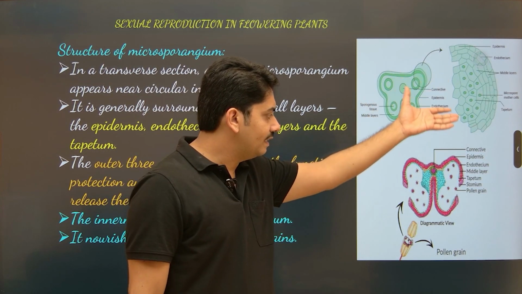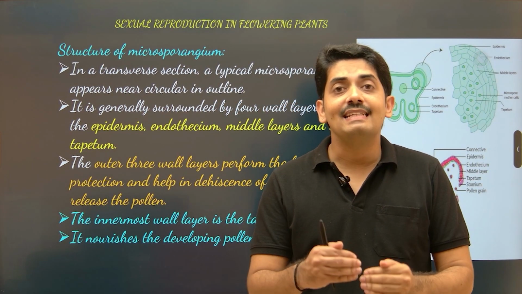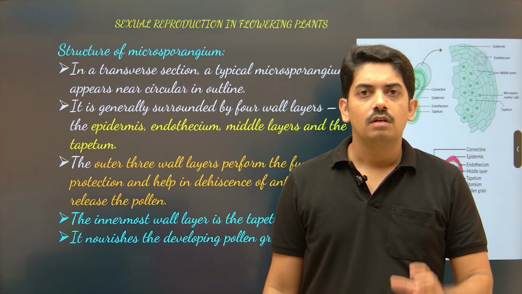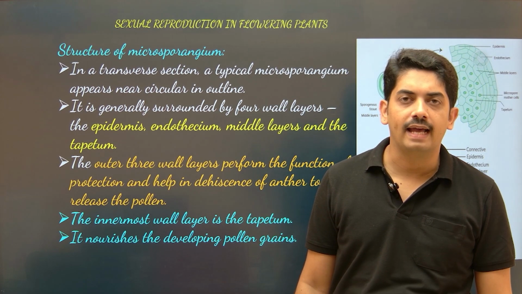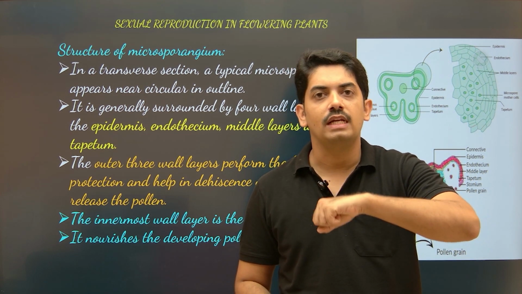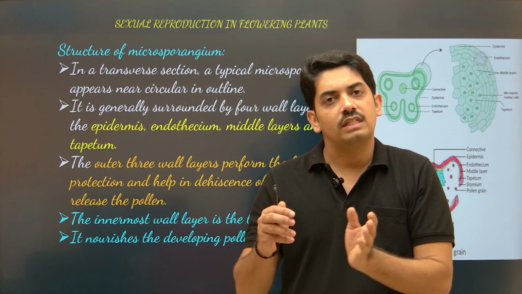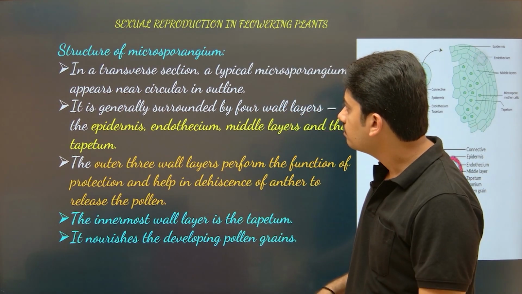Now just look at this diagram. This is a very, very important part. What is there inside the male reproductive structure? That means if you take the transverse section of anther, what layers are present, what is the innermost layer, and what is the function of all these tissues, that we will study in detail.